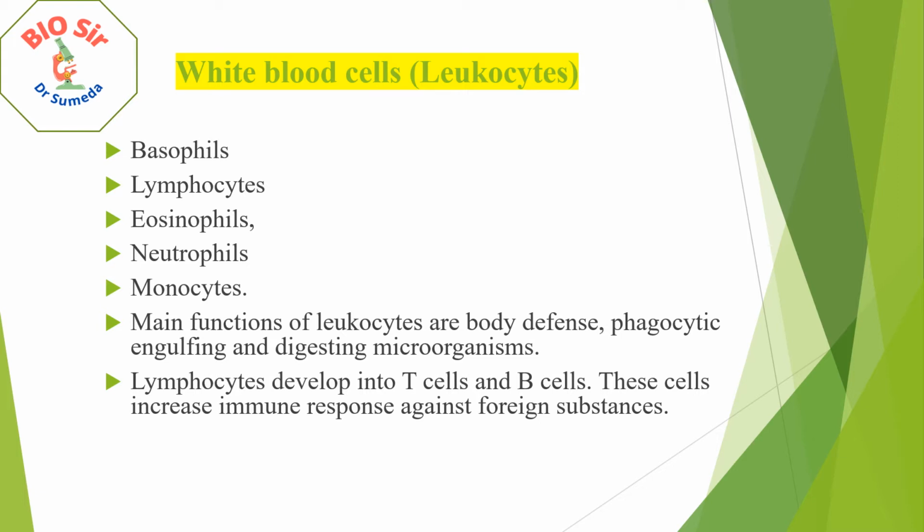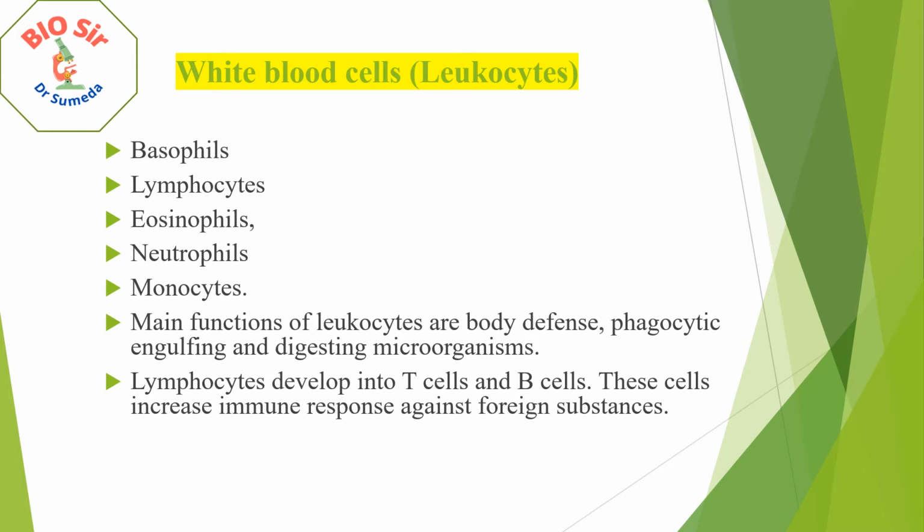When we talk about white blood cells, otherwise called leukocytes, shortly WBC, there are 5 types of WBCs. These are basophils, lymphocytes, eosinophils, neutrophils, and monocytes. The main function of leukocytes is body defense. This is done by phagocytes engulfing and digesting microorganisms.